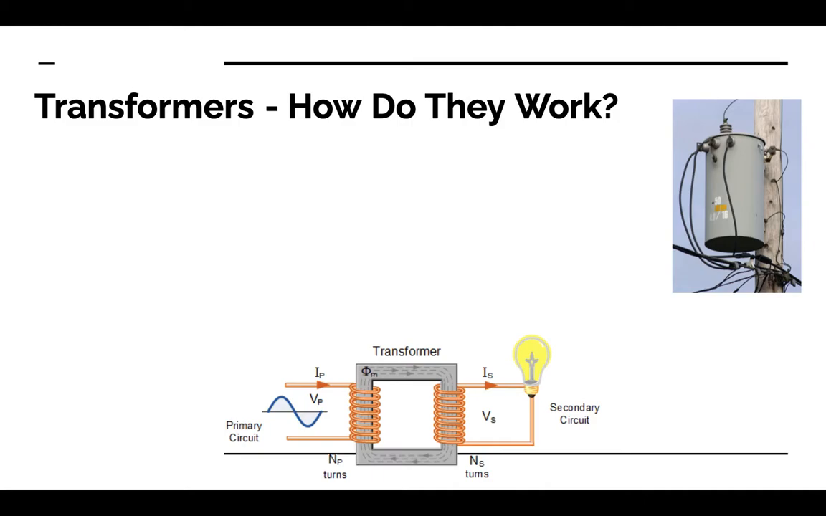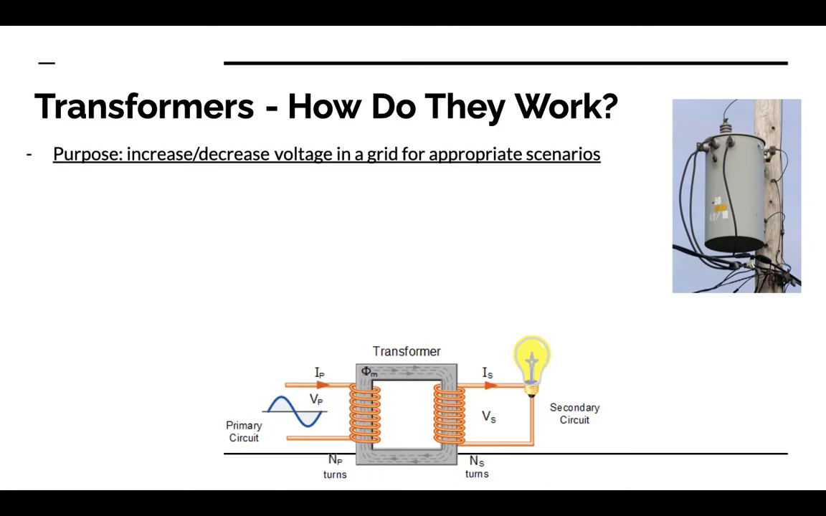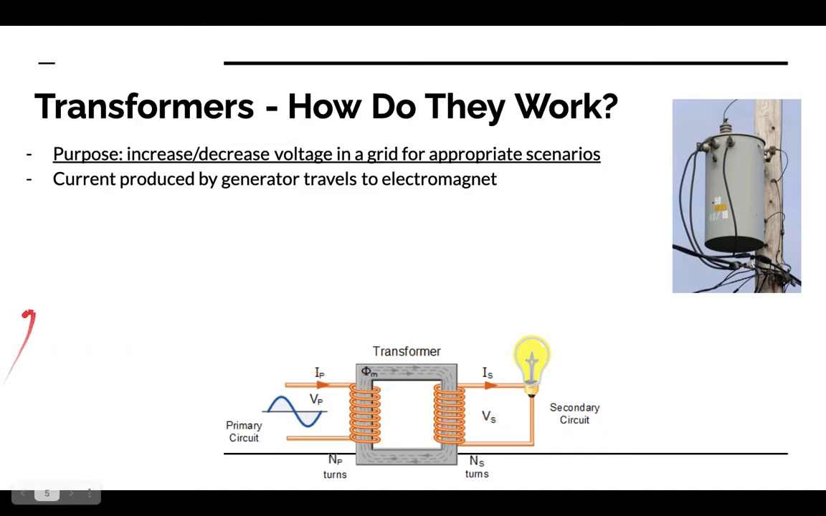So for this purpose we have transformers. Okay, so the purpose of a transformer is to increase or decrease voltage in a grid for appropriate scenarios. What are those appropriate scenarios? We'll take a look at in a second. So the current produced by a generator travels to an electromagnet. So here's our generator, it's off screen, okay? We have the current traveling to our electromagnet right here, okay? This is what we call our primary circuit. The primary circuit is the input circuit, okay?